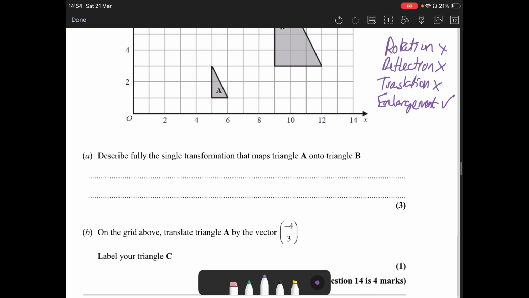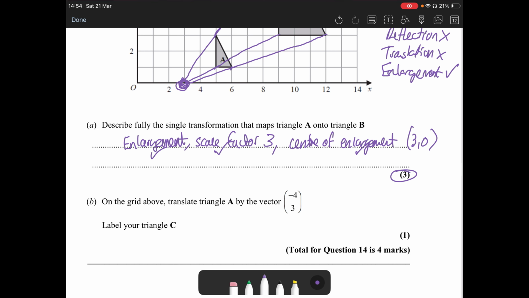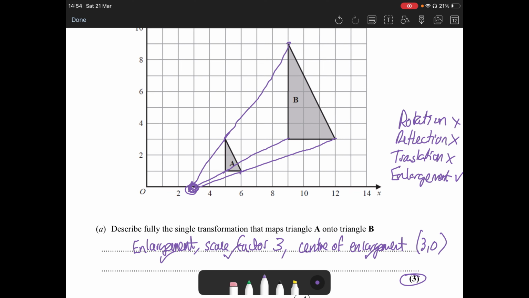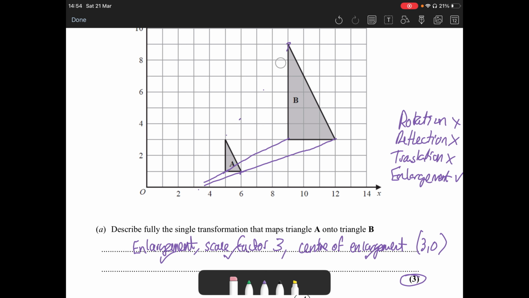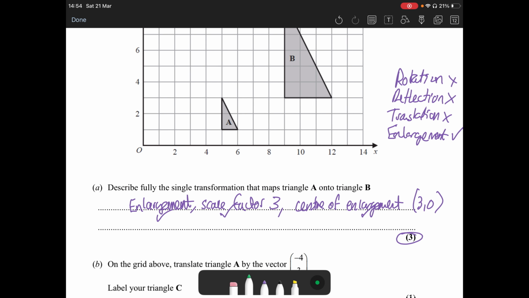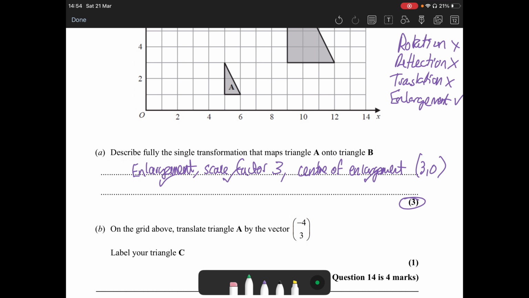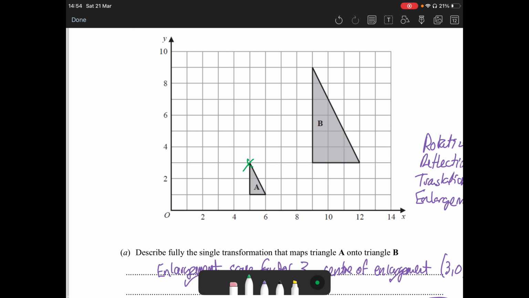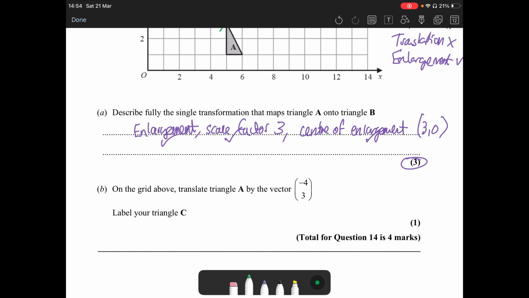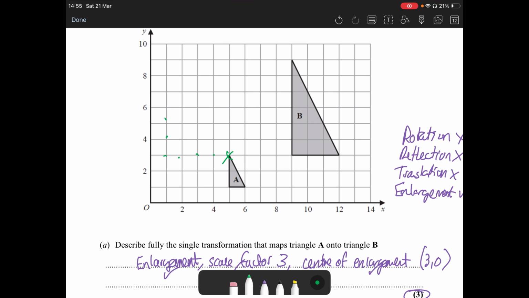All right, good. On the grid above, translate A, that's the little one, by minus 4, 3. Minus 4, 3. By the way, I would leave those lines in your exam, please. Don't rub them out. I'm just doing this to demonstrate to you the next question. Minus 4, 3 means 4 left. So look, pick that corner there. 1, 2, 3, 4 left. Because the first number is negative. 3 up. 1, 2, 3. So that top left corner is going to go there now. And you can do this for all 3 corners if you want.